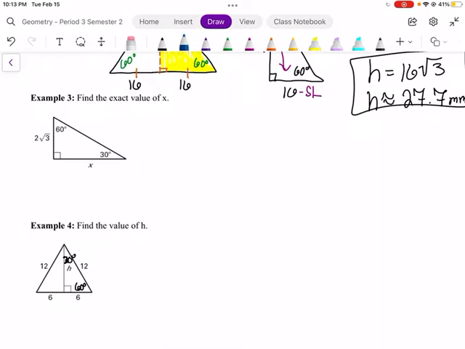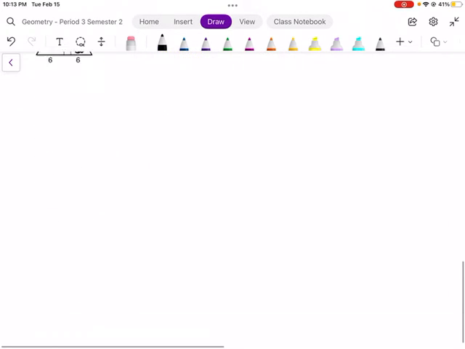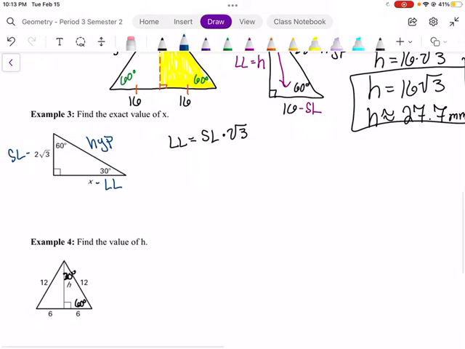All right, so looking at this information, we are just looking for the value of x. So we have the shorter leg and we're looking for the longer leg. The equation for the longer leg is the short leg times the square root of 3. Now that we have that information, we're going to plug in what we know. The longer leg is represented by x. The short leg is 2 square roots of 3. And we're going to multiply that by the square root of 3.